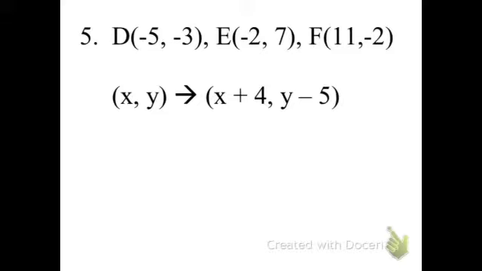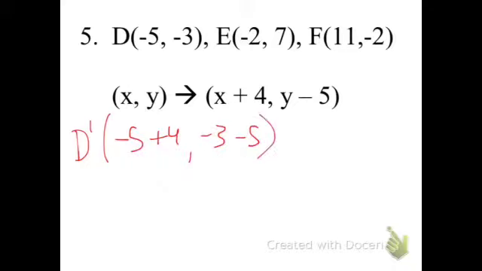Moving on to 5. This function here tells me to add 4 to the x and subtract 5 from the y. And so, if you want me to really write it all out, the x used to be negative 5. Now I need to add 4. The y used to be negative 3. Now I need to subtract 5. And so that's going to give me coordinates of negative 1, negative 8.